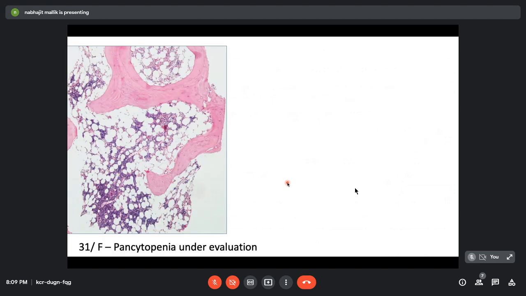We have a 31-year-old female who came for pancytopenia after evaluation. Now, if we look at the biopsy here, we can see that the cellularity is nearly around 40%, 50%, or maybe around 50%. So we don't really know what the cause of the pancytopenia that the patient is having.